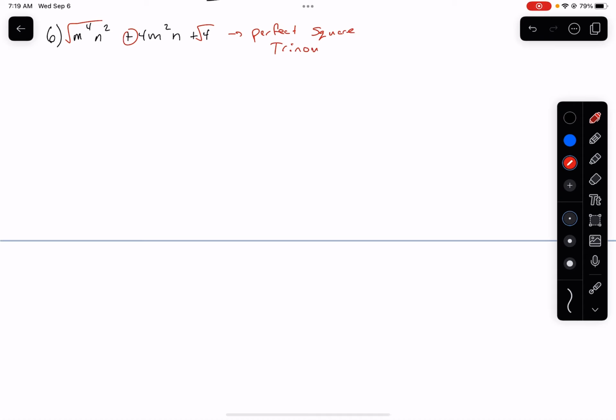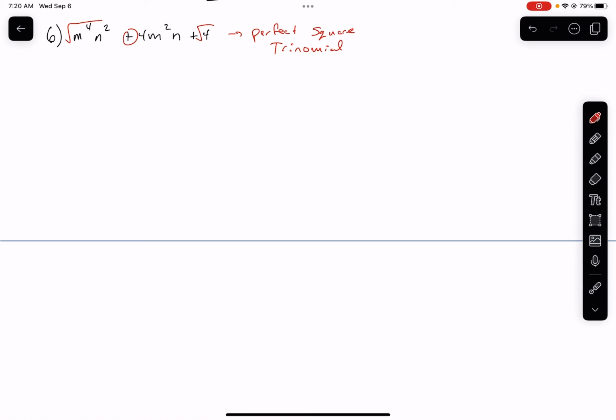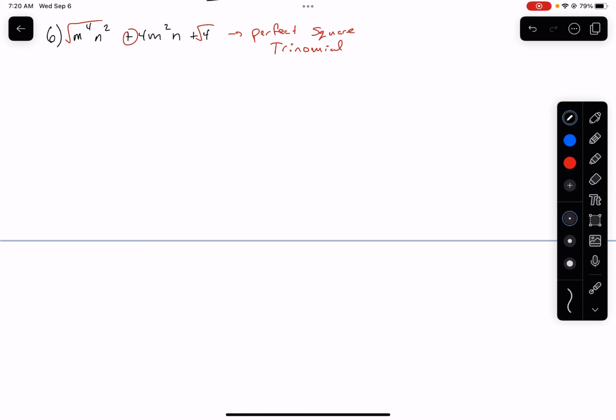And so we have a process to follow when we have perfect square trinomials. It is just literally square rooting the first and square rooting the last, and then writing a squared on those 2 terms and take the sign from b, right? So we're going to get m squared n, and the square root of 4 is 2, and I take the sign from b to be plus, and we square it. That's our answer.